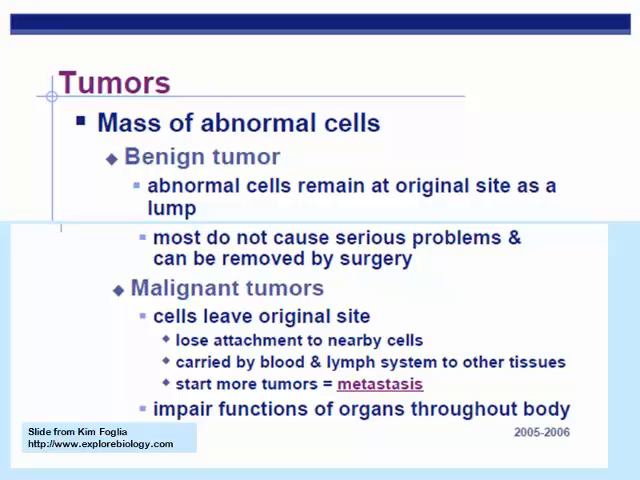Malignant tumors, those are the scary tumors. Those are the cells that actually leave the original site, and they basically can be carried by the blood and lymph systems to other tissues, and that basically starts more tumors, called metastasis. They basically impair functions of organs throughout the body. Those are your scary tumors, malignant. Benign are the ones that, no matter what, a tumor's scary, but those are easy to remove.